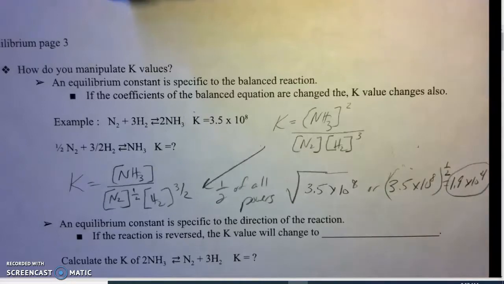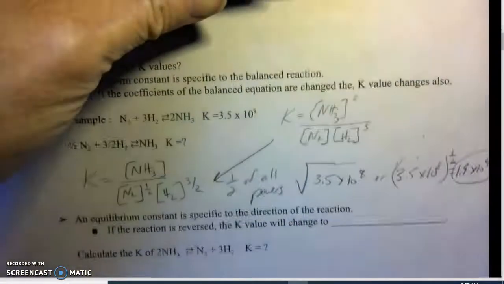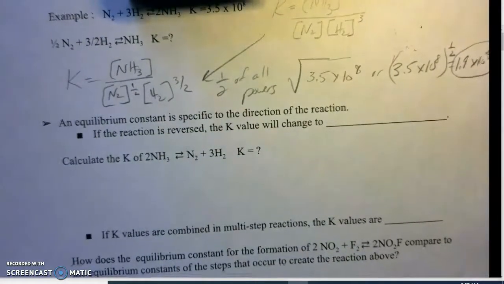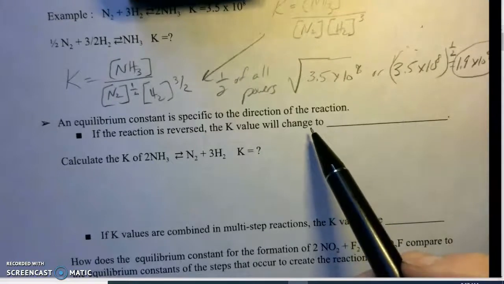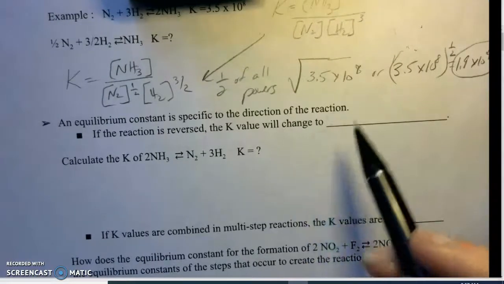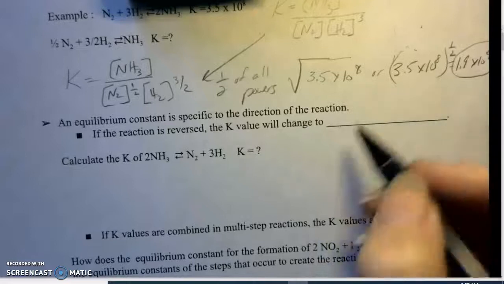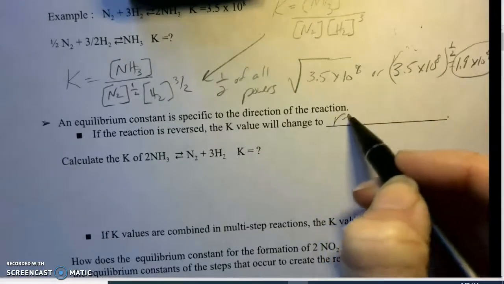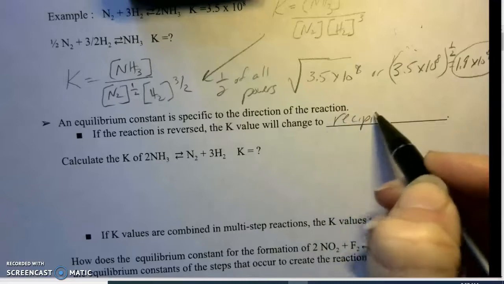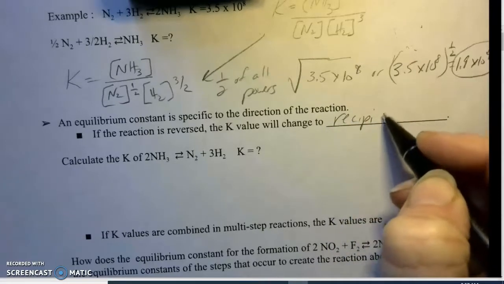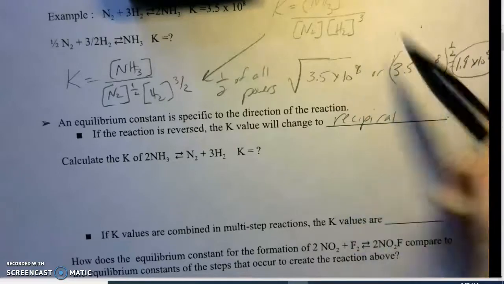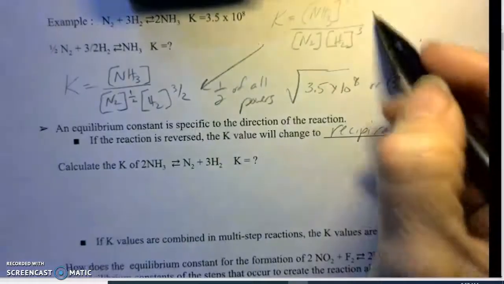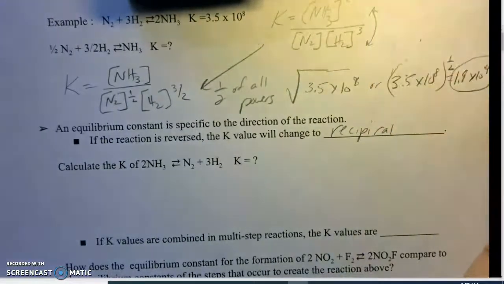Okay. These constants are also specific to the direction of the reaction. So you saw this with Hess's law. If you change the direction of heat, it changes the sign. The same thing happens here, but here the change is the reciprocal, because if you go up to this concept here, you're going to flip all of this. So that's why it's the reciprocal.